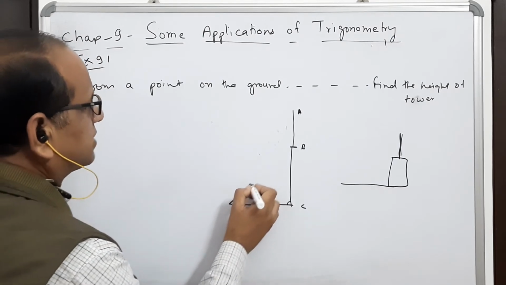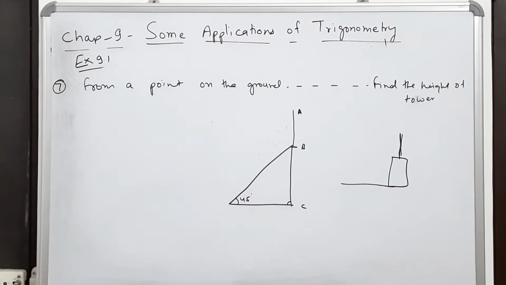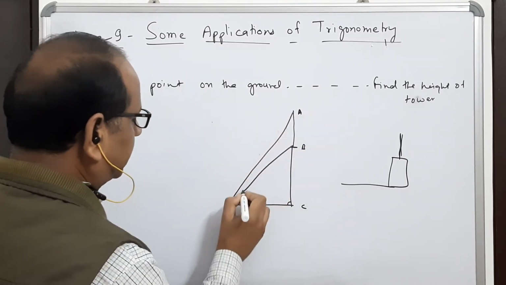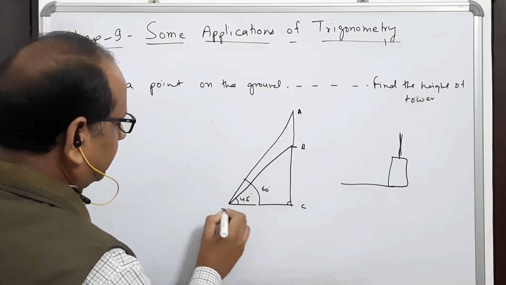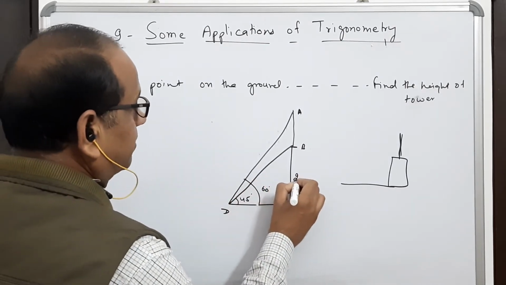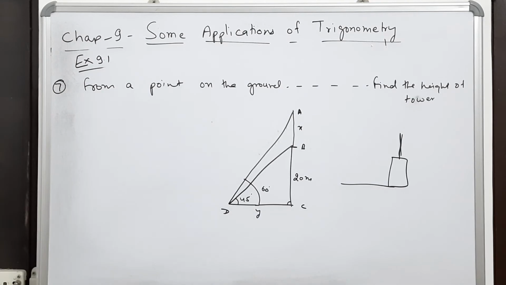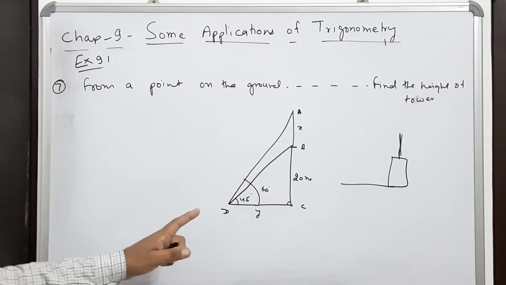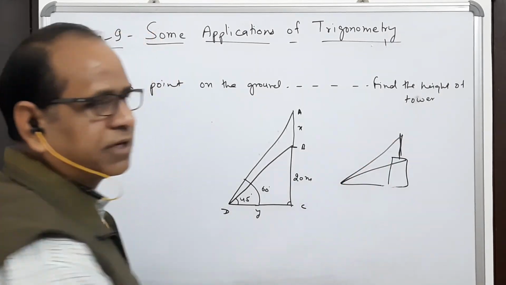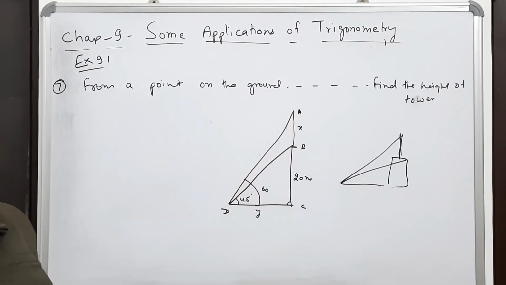Now from a point, if I see the bottom of the tower, the angle is 45 degree according to this sum. And from the same point, if I look at the top of the tower, this angle is 60 degree. It is told here that the building is 20 meter high, so this is 20 meter. We have to find the value of x. But the problem is that y is also missing here. From this point, if you see the bottom, this will be the bottom, and if you see the top, this will be the top. Here this distance is 20 meter, and we have to find this one.